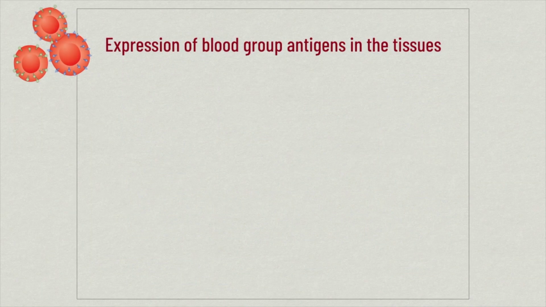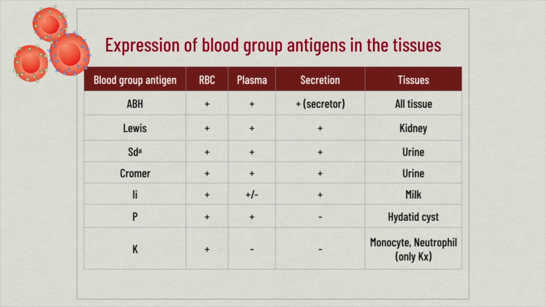Expression of blood group antigens in tissues other than red blood cells. Some blood group antigens can be found in other tissues and secretions. For example, antigens A, B, and H can be found in saliva, but only in a person who is a secretor. This table indicates particular blood group antigens that can be found in other tissues and secretions.